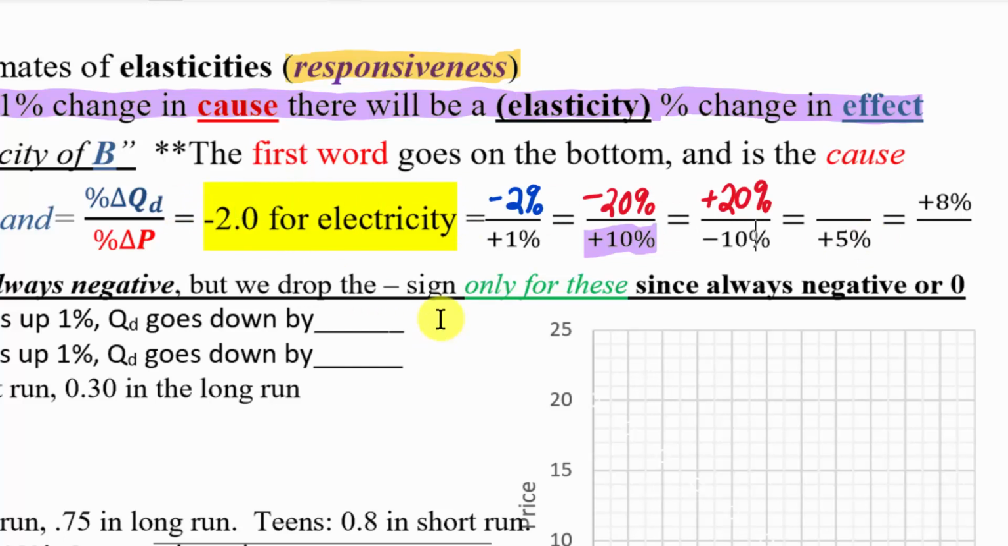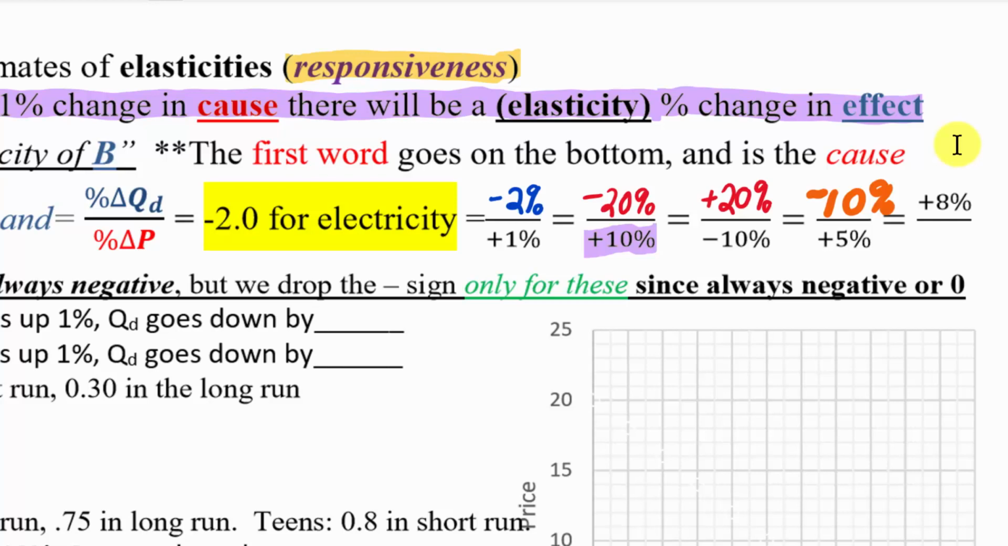Right, negative 10. So what we're saying here is if we raise the price of electricity by 5%, we would predict people would use 10% less electricity. How about this last one? Instead of giving us the number in the bottom, I've suggested some number for the top.